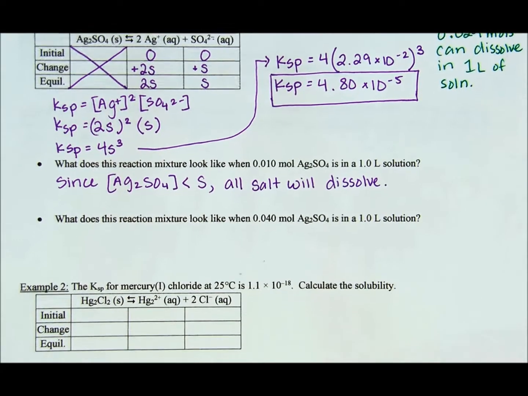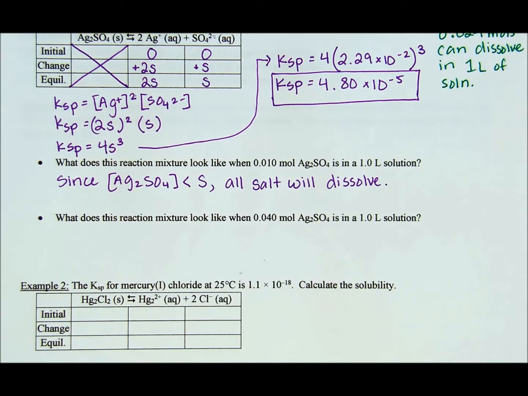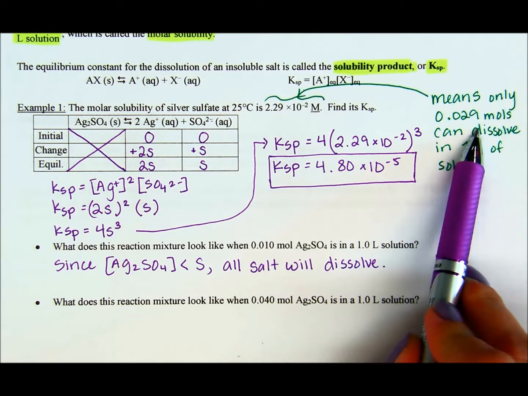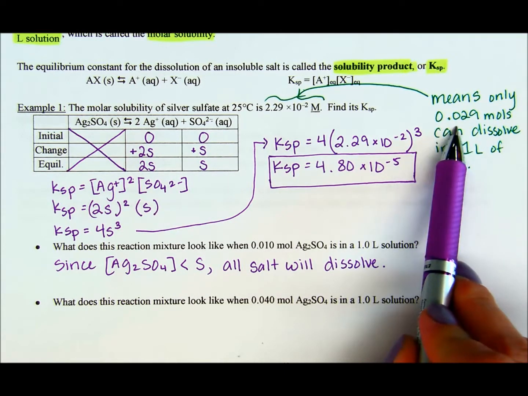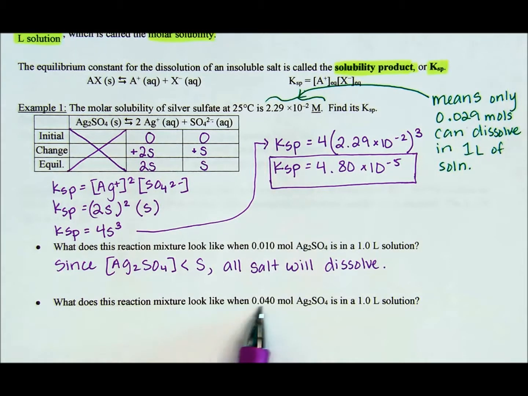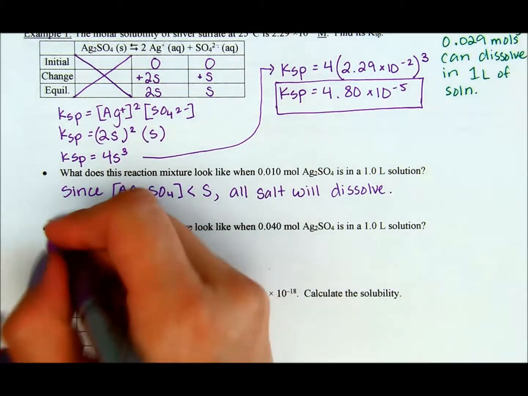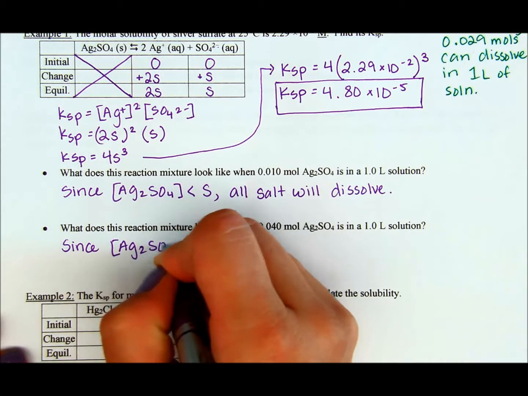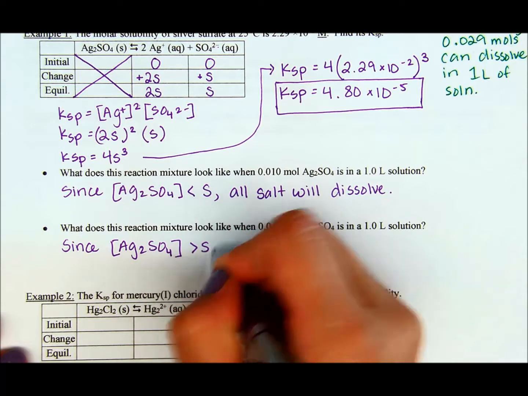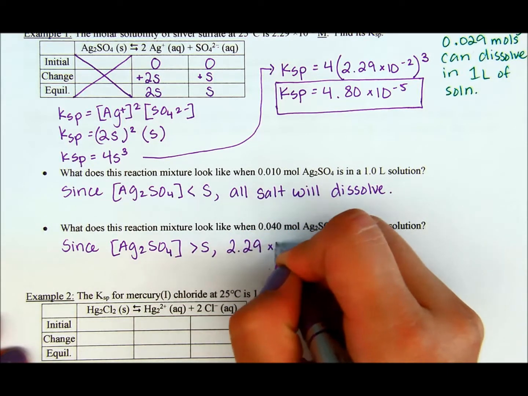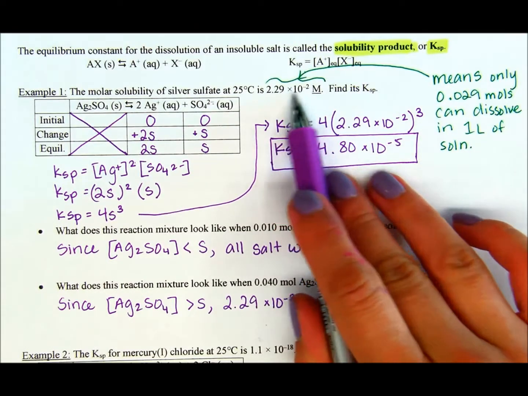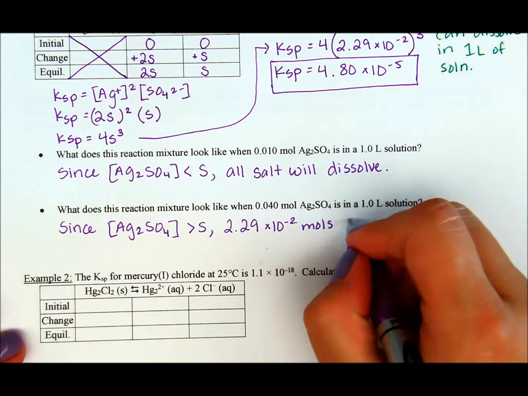What does this reaction mixture look like when 0.040 moles of silver sulfate is in that solution? Well, we saw up here that we can have this much dissolve. So that means that only 0.029 moles of this 0.04 moles is going to dissolve, and the rest is going to be left over as a precipitate. So now, since the concentration of silver sulfate that we want to add is greater than S, 2.29 times 10 to the negative 2 moles, and that's the solubility right here, will dissolve.